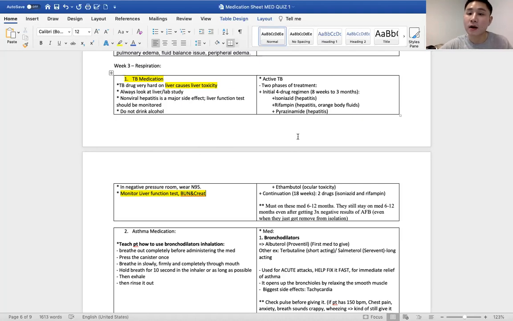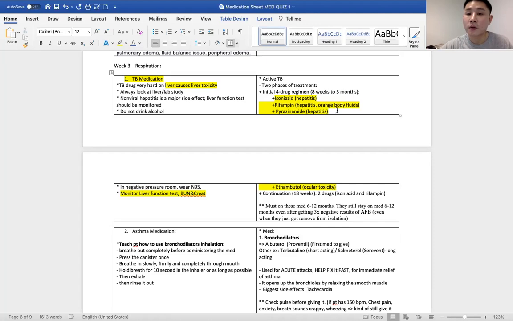Okay, so regarding TB medication, I think know this: isoniazid will lead to hepatitis, meaning that it will be hard on the liver. Rifampin is not only hard on the liver, but it also causes the body fluid to turn orange. This is a normal expected side effect. So if the patient freaks out, we just need to tell them that this is a normal expected side effect, and we do not stop the medication just because the body fluid turns orange.